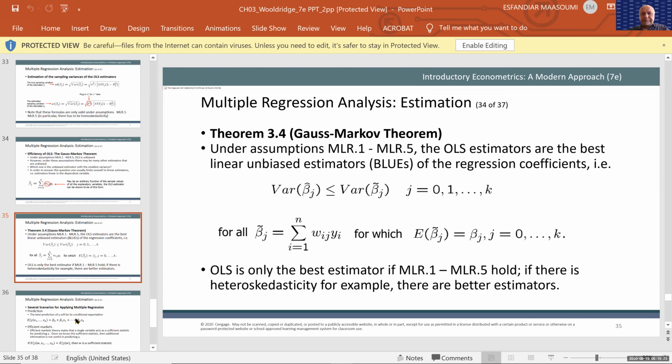And it is stated here. Among all unbiased estimators, the variance of OLS cannot be larger than the variance of any other linear unbiased estimator. BLUE, best linear unbiased estimator, where best means minimum variance. Okay.